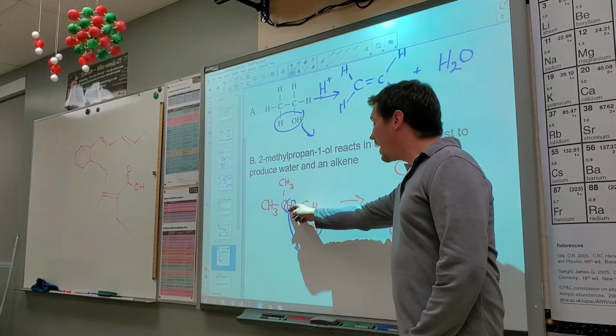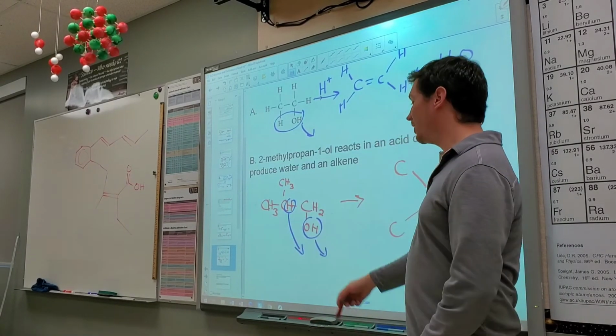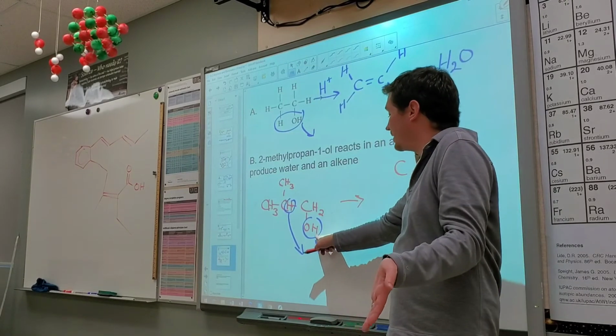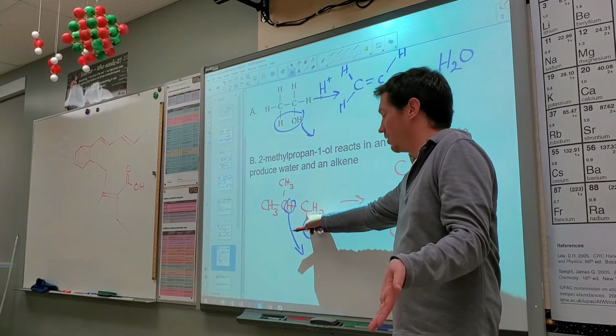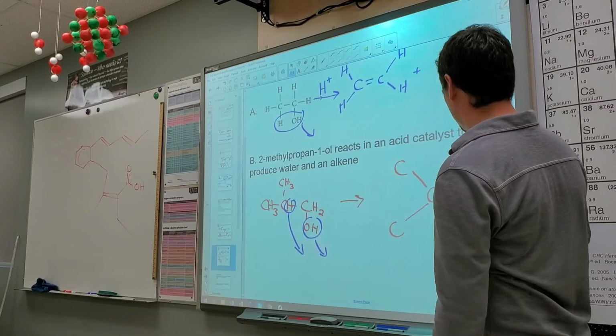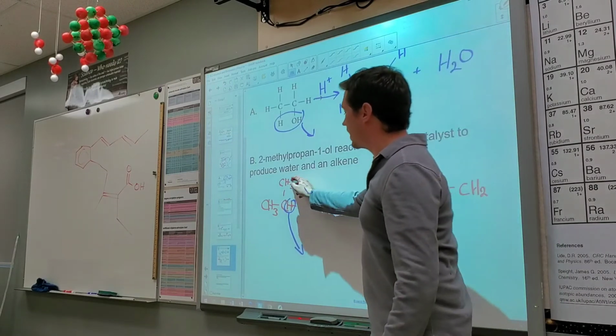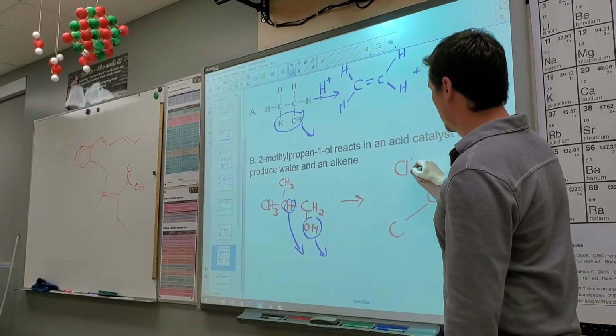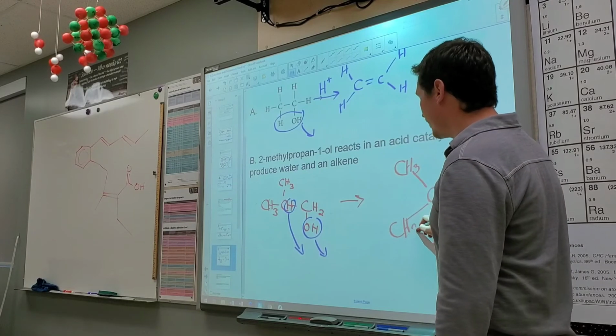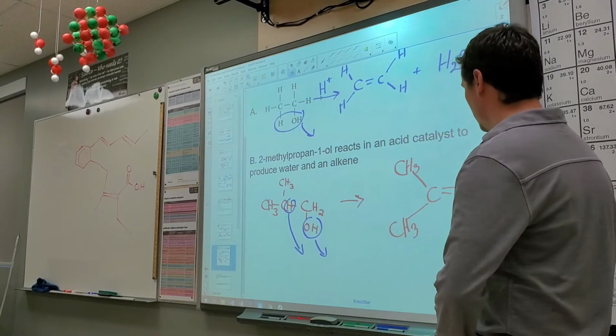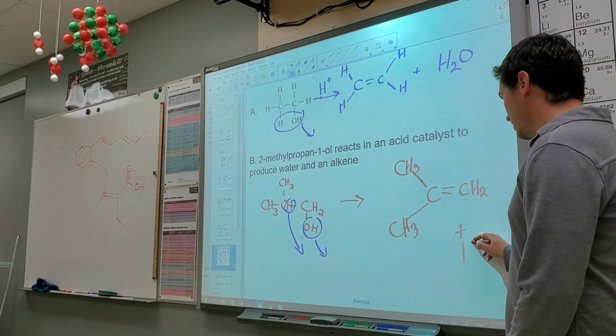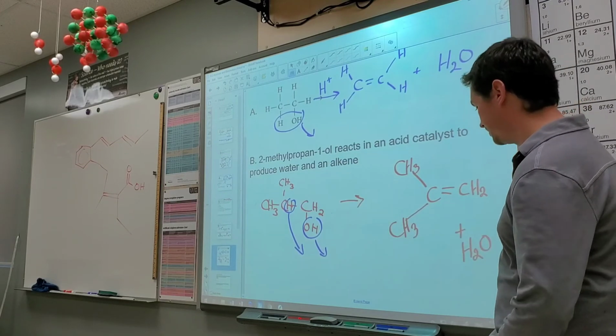So if only the hydrogen and the hydroxyl group left, what do we have left? What's still attached to this final carbon here? Two hydrogens, right? What's still attached to these methyl groups? The 3 hydrogens. They haven't left. They haven't gone anywhere, right? And then plus H2O.